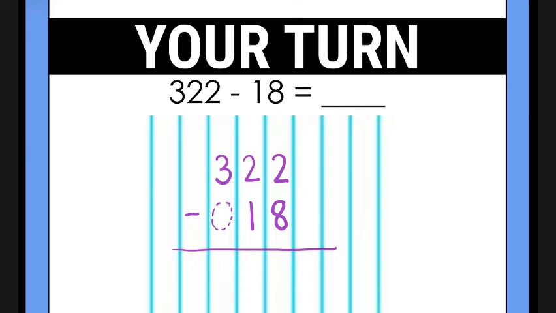Now our first step is to look in our ones. So we are going to subtract 2 minus 8. But remember our saying, more on the floor, go next door. I cannot subtract 2 minus 8, so I'm going to go into my tens place and I'm going to borrow one of my tens. So instead of having 2 tens, I'm only going to have 1 ten. And I'm going to borrow that 10 and put it in my ones.